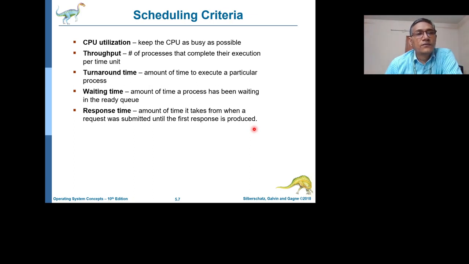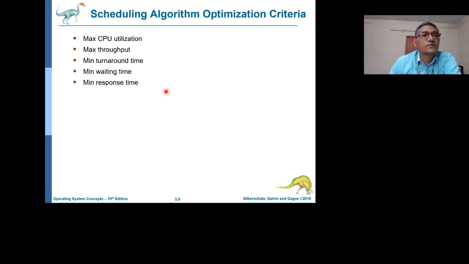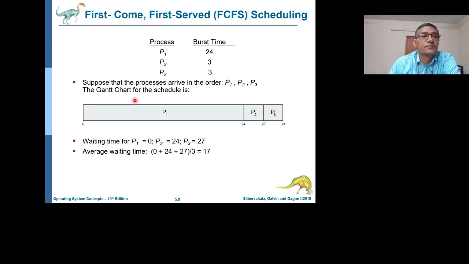Here, which are all the criteria we need to maximize and which are all the criteria to be minimized? CPU utilization and throughput should be maximized. Turnaround time, waiting time, and response time should be minimized. So maximum CPU utilization, maximum throughput, and minimum turnaround time, waiting time, and response time.